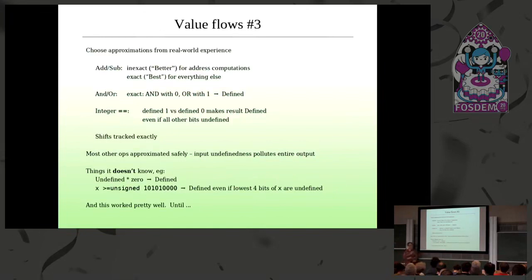This is quite subtle. If we have some number x and we're doing an unsigned greater than or equal to of a bit pattern which ends in a sequence of zeros, then it's only the bits in x that correspond to that part which actually define the result. So the lower 4 bits of x can be undefined here, and you still get the defined result.